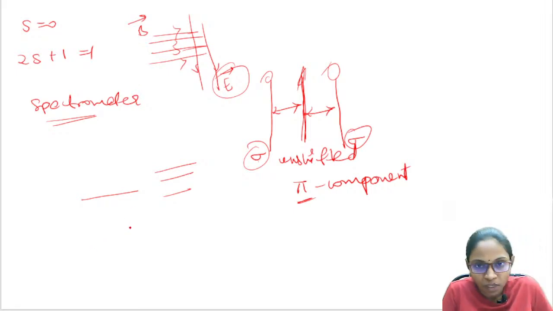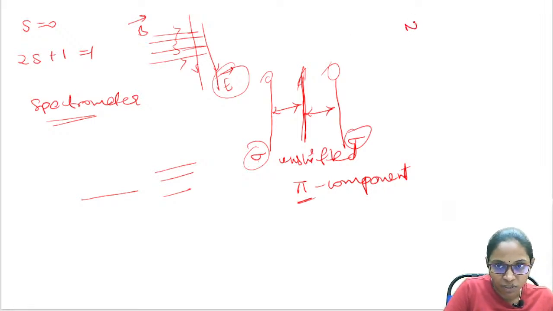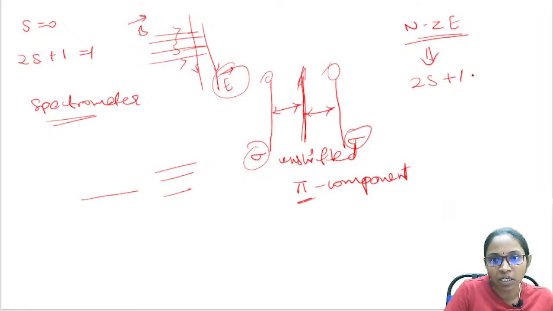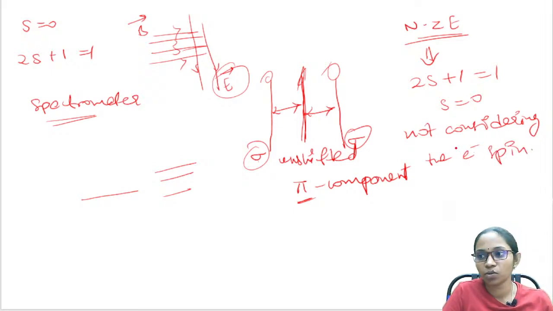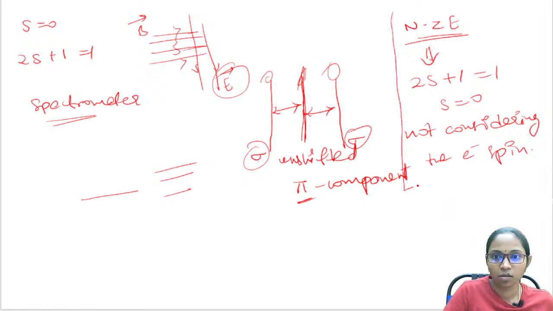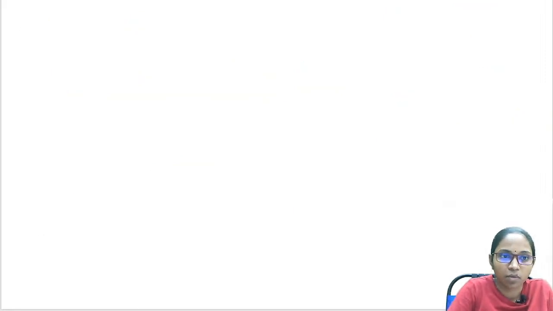So coming to the normal Zeeman effect, the conditions are: multiplicity must be equal to 1, that means S value is equal to 0, and here we are not considering the electron spin. Write a note. Very important points coming to this normal Zeeman effect.